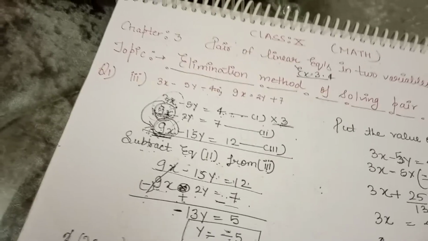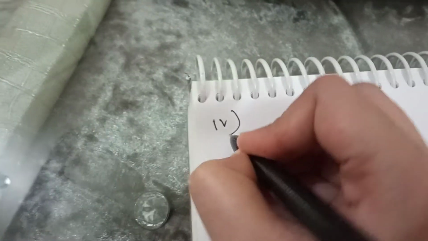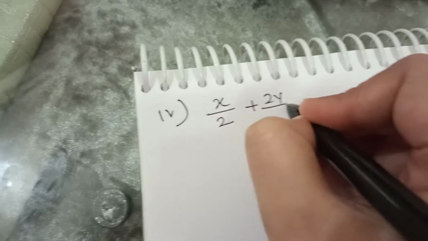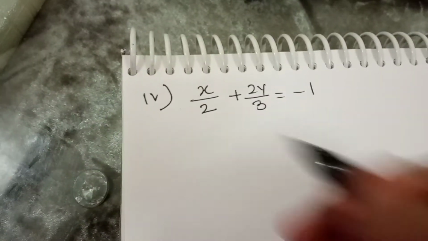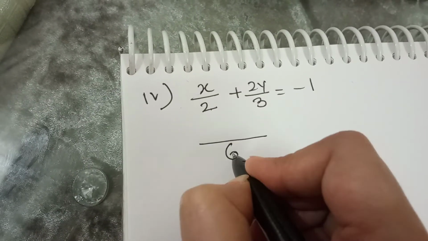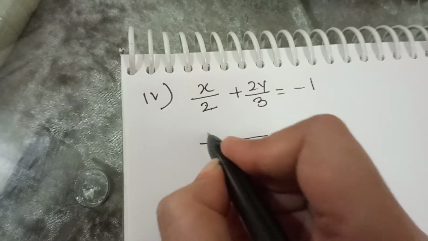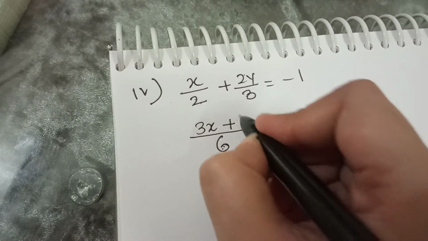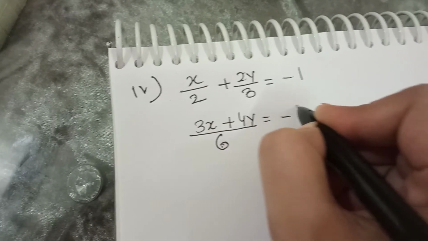So I am taking fourth part. So let's take fourth part. This is x by 2 plus 2y upon 3 minus 1. ये first equation है. First convert this equation in standard form. Take LCM 6. So 6 by 2 is 3, 3 into x is 3x. 6 by 3 is 2, 2 into 2 is 4y equal to minus 1.